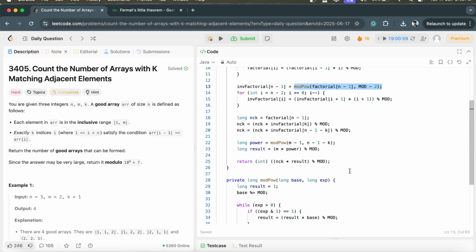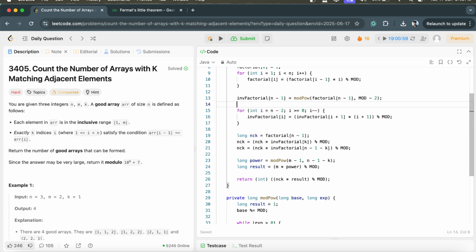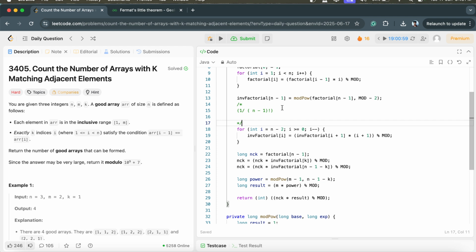I can explain it to you guys in this particular video as well. So let us see how this for loop is working. Now I got the inverse of 1 divided by n minus 1's factorial answer. This answer is what I got from the above statement. Let me put this in comments. This is what I actually figured out from here. This mod power function I'll explain to you guys, wait for that one.